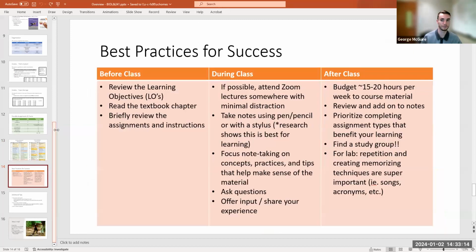So best practices for success. To give you the greatest opportunity to pass this course, these are my suggestions. Before class, I highly recommend you review the learning objectives for each chapter. Just like how the course objectives indicate what you are expected to take away from this course, the learning objectives describe what I'm expecting you to take away from each module, or, to be more accurate, what I'm hoping to teach you in each module.